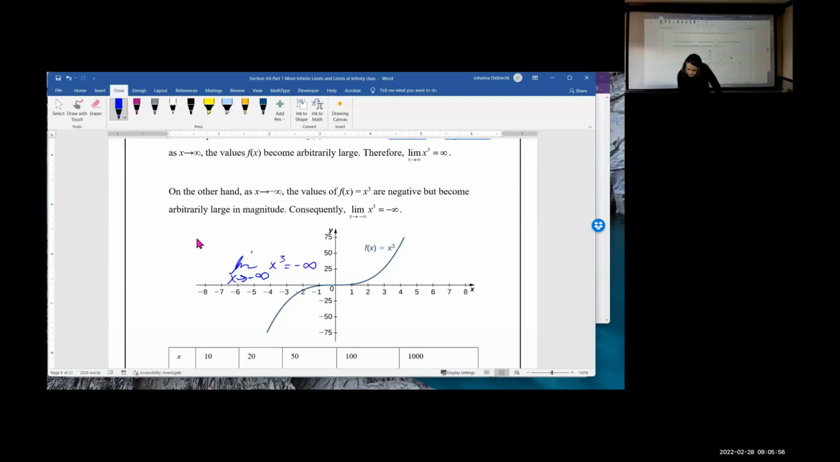And on the right-hand side, we would write the limit as x approaches positive infinity of x cubed is equal to infinity. Now, technically, that means they both do not exist because infinity is not a finite real number. All right.